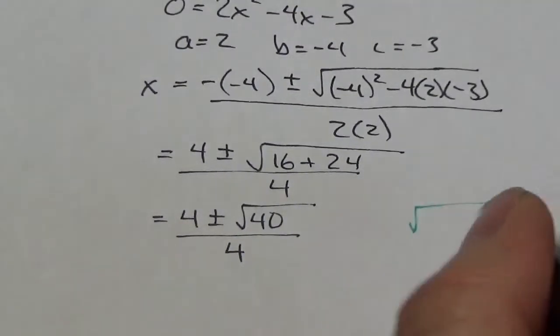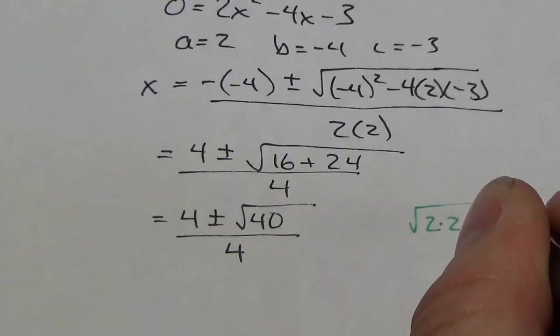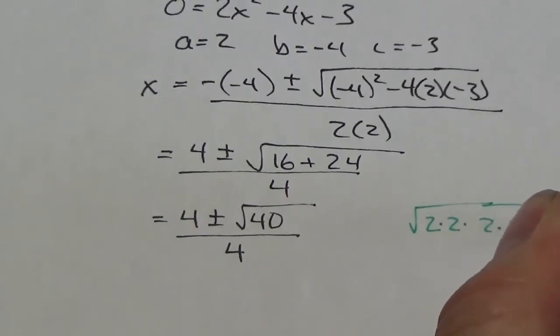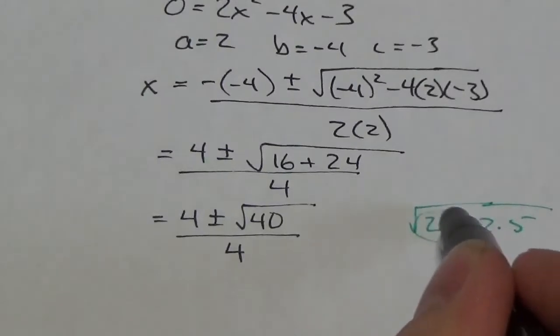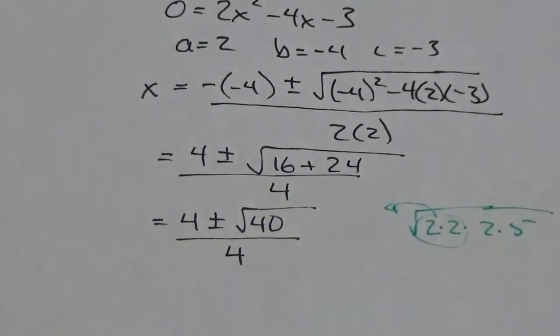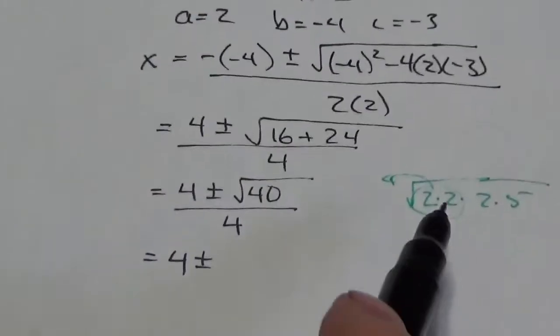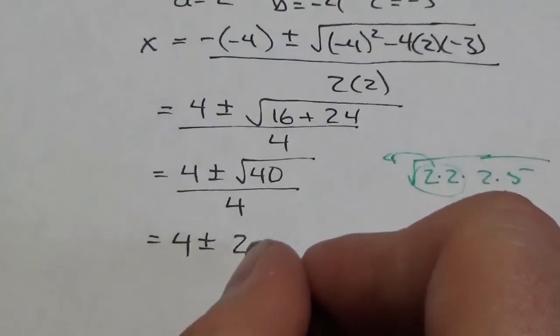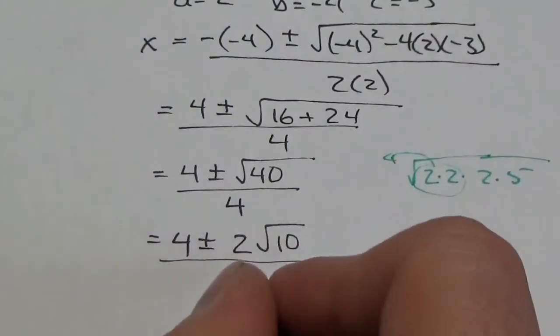Well, 40 is 2 times 10, so that's going to be 2 times 2 times 10, 4 times 10. And 10 is going to be 2 times 5. So remember that the square root forces me to take a pair and pull that out. So I can take a 2 out of that radical, and I'm still left with a 2 times 5. I'm still left with that 10 in there. This is all over 4.